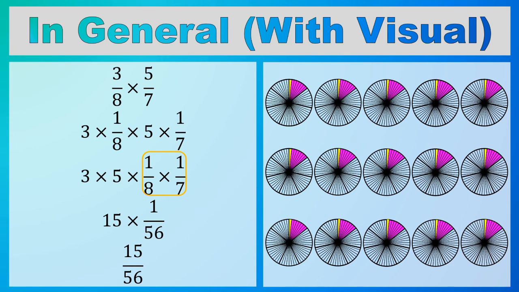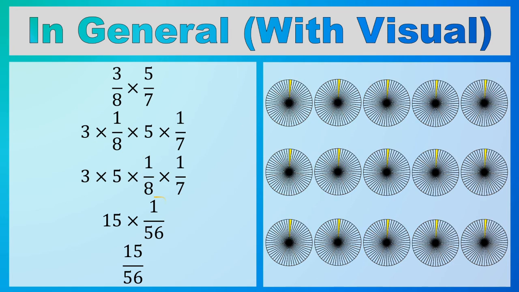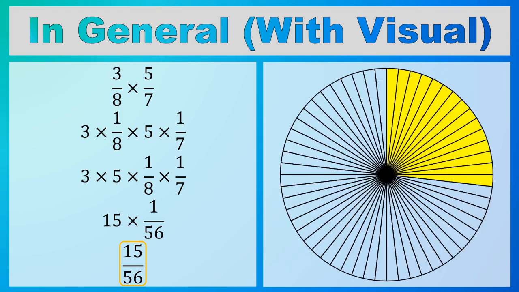Now let's continue similar markings across the whole circle, and we find out that 1/56 of each circle is marked in yellow. Now let's combine all the yellow together, and we find out that 15/56 of the circle is marked in yellow. And so we find out that this idea of multiplying fractions where we multiply both the numerators and denominators works. 3 times 5 is equal to 15, and 8 times 7 is equal to 56.